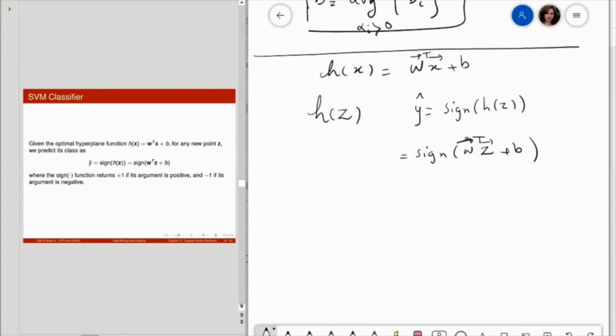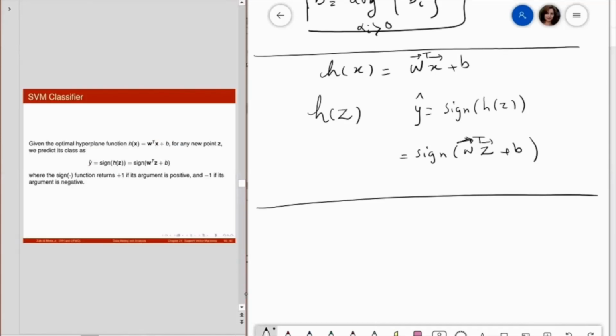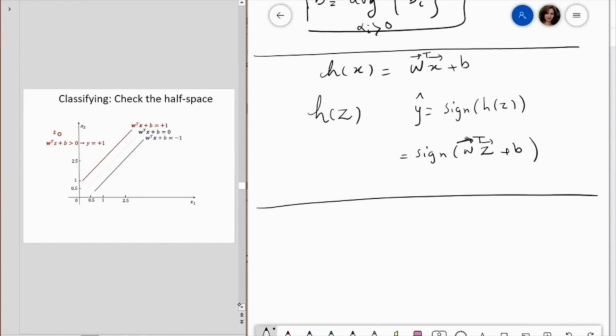It means that if W transpose Z plus B returns a number that is positive, then the class label is going to be +1. If it returns a number that is negative, the class label is going to be -1, right? That is easy. So for example, if you check this slide on the left, you can see that we have this W transpose X plus B equal to 0 and its margins that are +1 and -1.